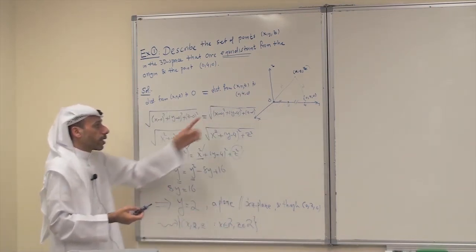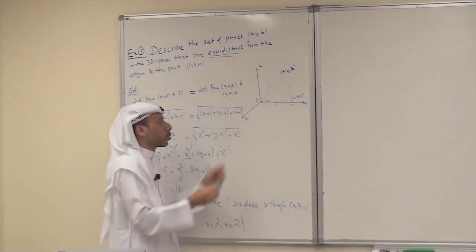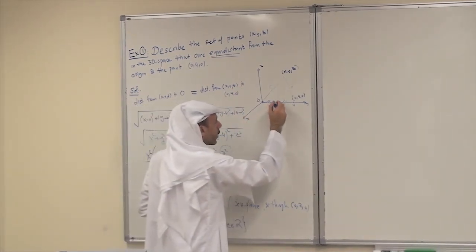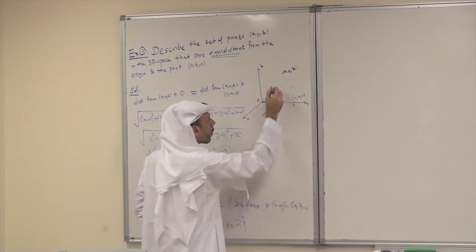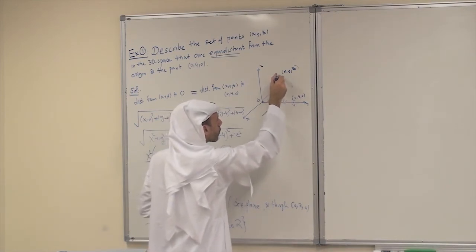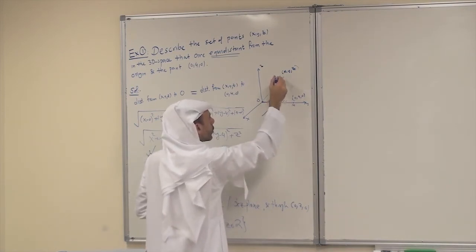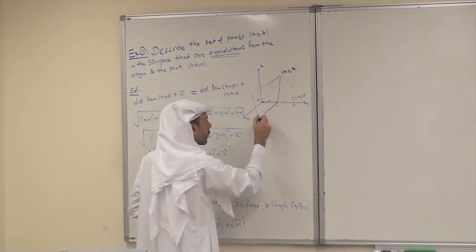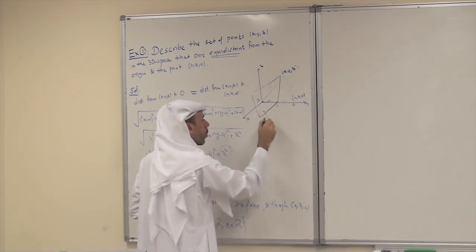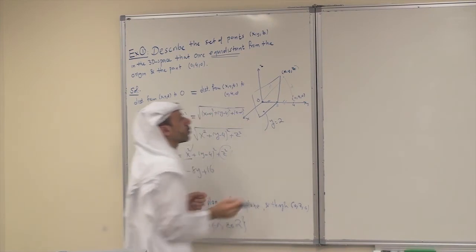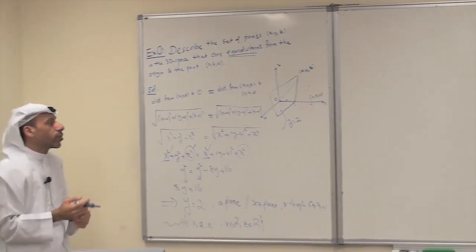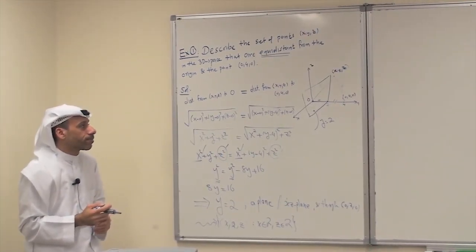Now, what is the plane parallel to the xz plane and passing through this point? So this is the plane. Just take this. Roughly speaking, of course. This is the plane y equals 2. So it is a plane parallel to the xz plane.